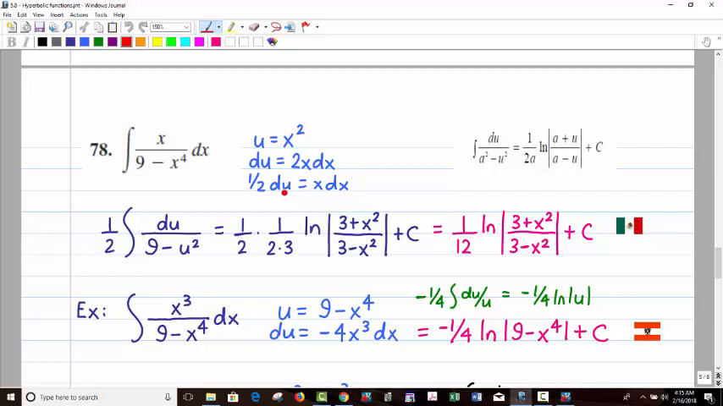But you see, you have a 1/2 du equals x dx. So that takes care of your numerator. There's the 1/2 and the du. Now we have this 1/2 right here. So now it's set up du over 9 minus u squared, which fits that formula perfectly. And then you have a 1 over 2a. So this 1 over 2 is from the formula. A is 3. So 2 times 2 times 3 is 1/12. And we have a plus u over a minus u. So we'd have 3 plus x squared over 3 minus x squared.